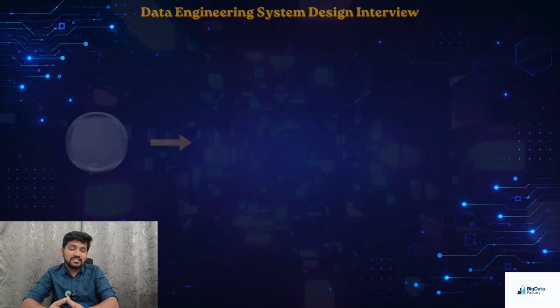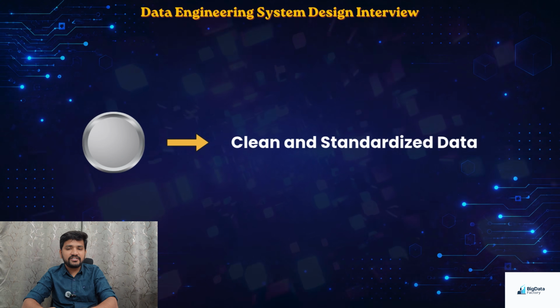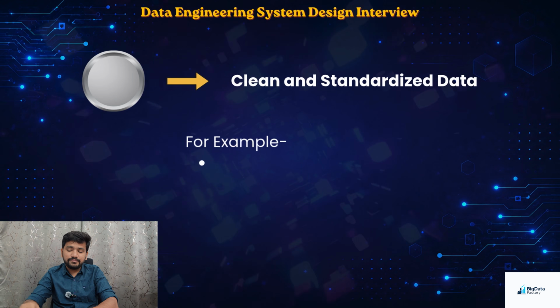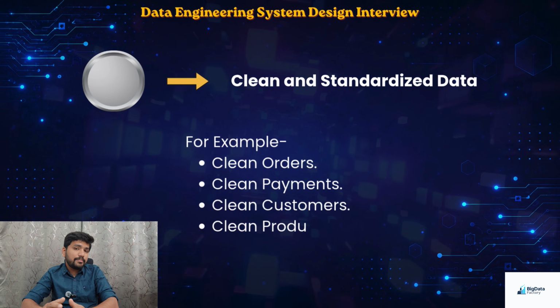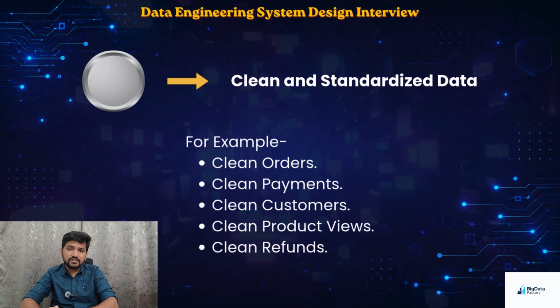If a transformation breaks or if a business rule changes, if we need to backfill 1 year of data, we can go back to the raw layer. The silver layer contains clean and standardized data. For example, clean orders, clean payments, clean customers, clean product views, and clean refunds. This is where we handle schema normalization, typecasting, deduplication, basic validation, and standard naming.